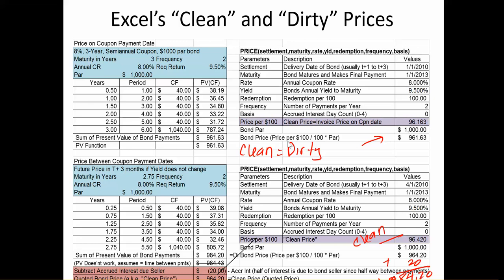So to recap, when you buy bonds in between coupon payment dates, there's both a clean or quoted price, and then there is a dirty or invoice price. The price you see on your monitors is probably a quoted price. The price you calculate using Excel is a quoted or clean price. When you actually buy the bond, you're going to pay the accrued interest to the seller, that'll add to that, and we'll call that the invoice price.